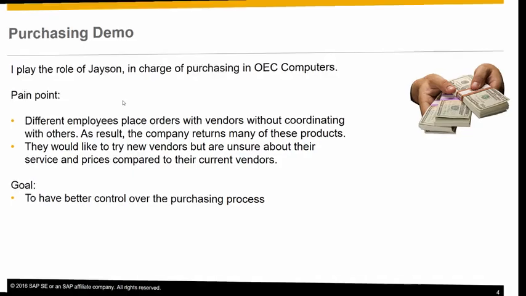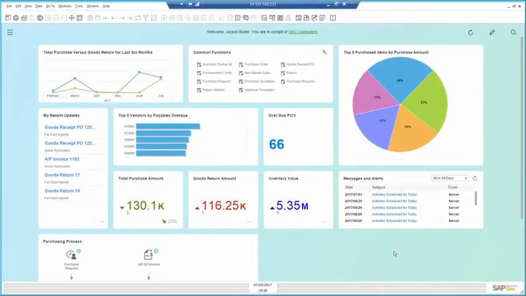Their goal is to have better control over the purchasing process overall and reduce the number of returned items. In order to monitor purchases and returns, I selected a few KPIs and dashboards in the main screen of Business One called the cockpit. This key performance indicator shows me that my inventory value is above the set target of 5 million. In general, I want to keep my inventory levels as low as possible.